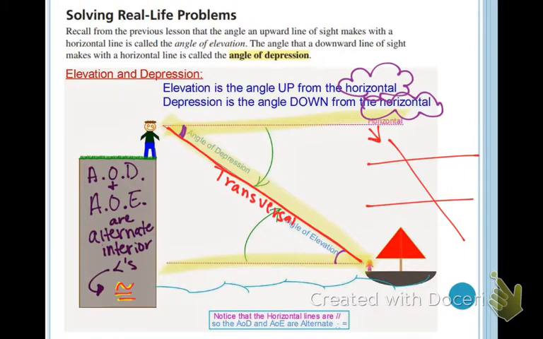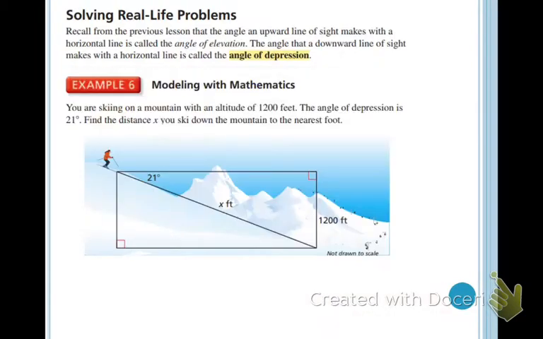Good. So we're going to use this on our problem. This is the last one we do. You are skiing on a mountain. Look at you. You look like a pro. A lot of you grew your hair out. That's fine. With an elevation of 1,200 feet, what's another word for elevation? Height. Yeah, height, altitude.